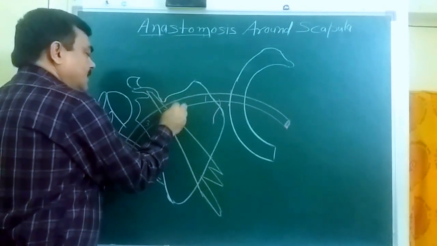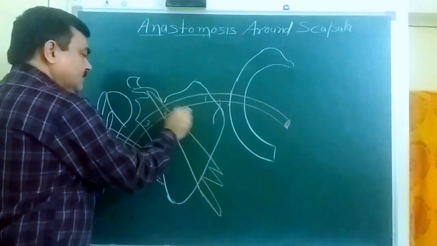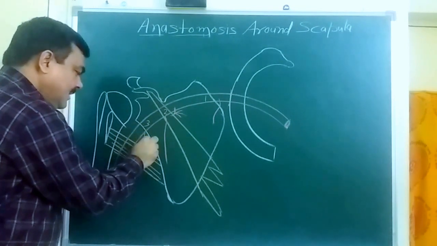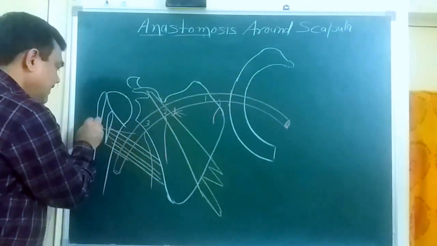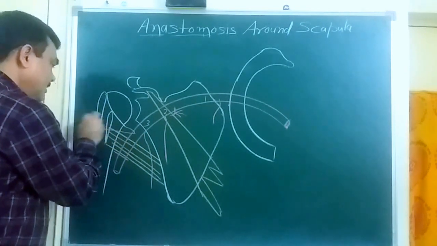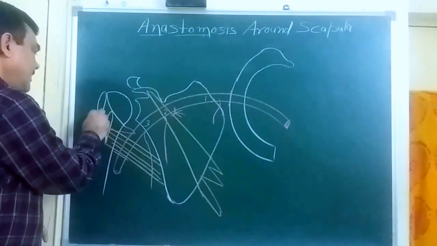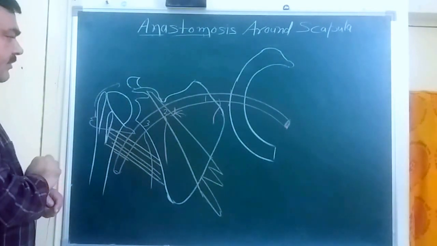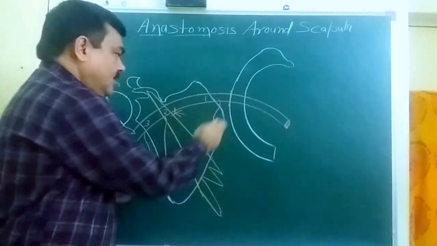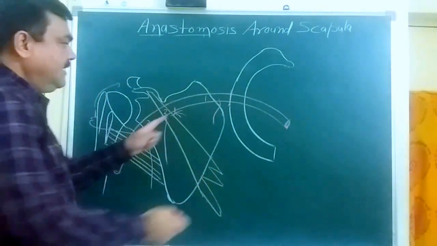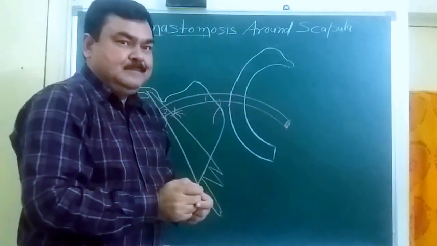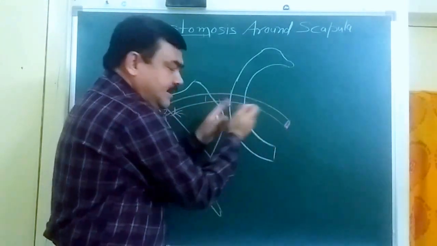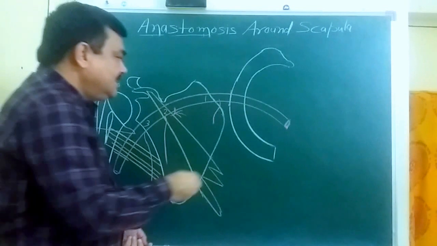The acromiothoracic gives four branches. The third part gives the subscapular artery, the anterior circumflex humeral and the posterior circumflex humeral artery. The posterior circumflex humeral artery gives a branch which goes upward, that is the acromial branch. So from here to here, this is the axillary artery and this is the subclavian artery. The axillary artery is divided into three parts by pectoralis minor, and the subclavian artery is divided into three parts by the scalenus anterior muscle.